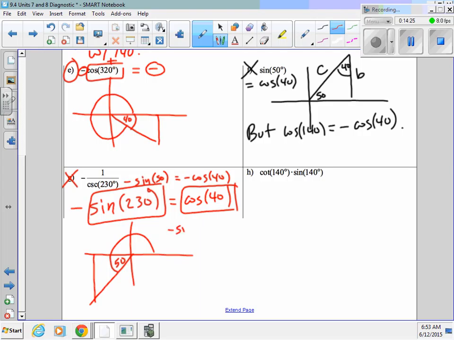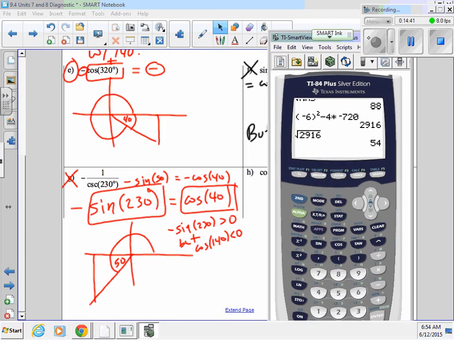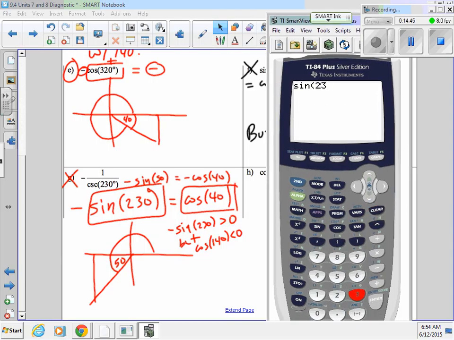So negative sine of 230 is positive, but cosine of 140 is negative. They actually, again, have the same numerical value, which if you really want to see on the calculator, you could do this. Just to check, sine of 230, cosine of 140. Hopefully I'm in degrees. Yep. Okay, they actually have the same value, but I asked you for negative sine of 230.